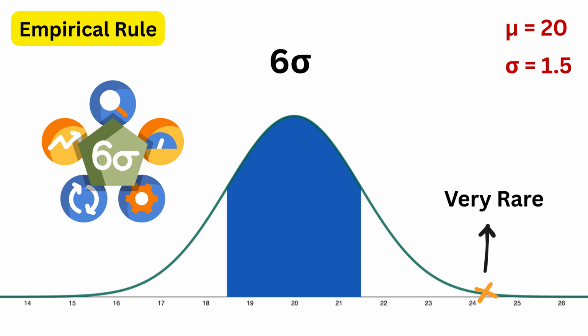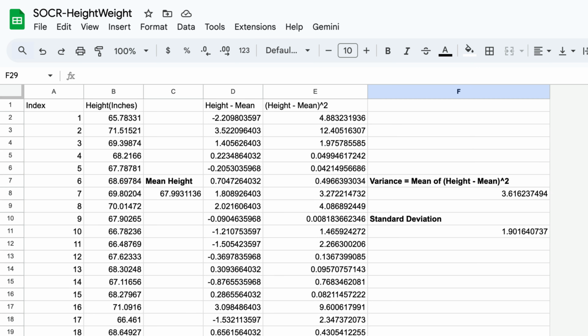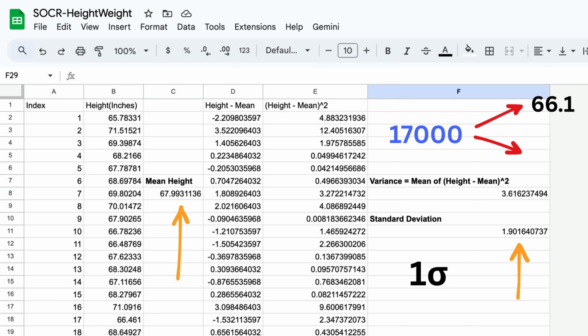nearly 0 errors. So in our case of height data set of 25,000 people, with a mean of 68 inches and sigma of 1.9 inches, about 68% of people, or around 17,000 people, have heights between 66.1 and 69.9 inches. Then about 95% of people, or roughly 23,000 people, have heights within 2 sigma of the mean, that is, between 64.2 and 71.8 inches. Awesome!